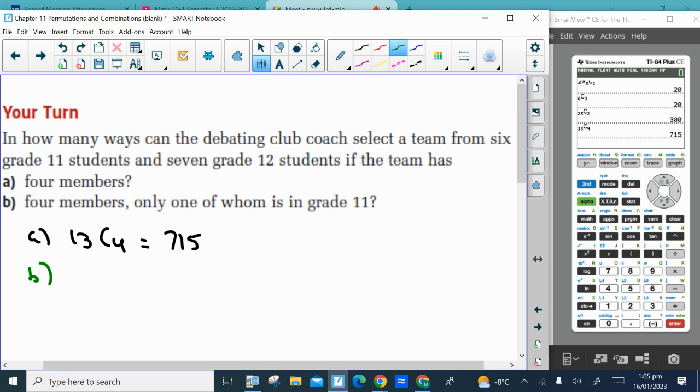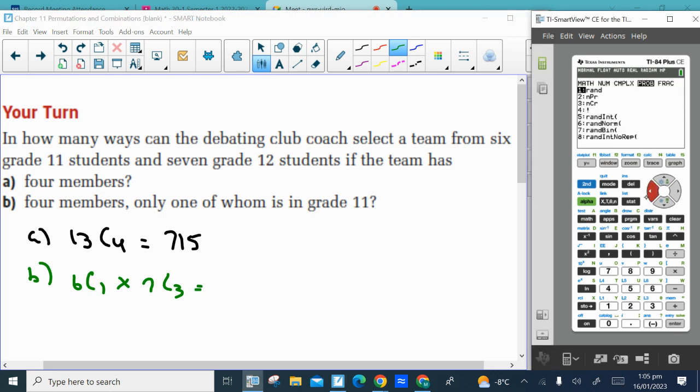Part B, what if they're choosing 4 members, but only one is in grade 11? So that means that one is chosen from the 6 grade 11 students. So that'll be 6C1. And then it also means that the other 3 would be chosen from the 7 grade 12. So it'll be 6C1 times 7C3. Gives us a total of 210.